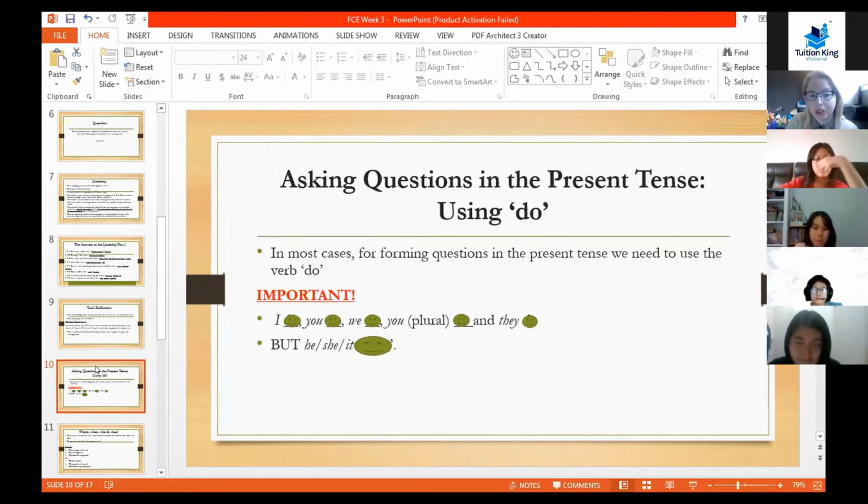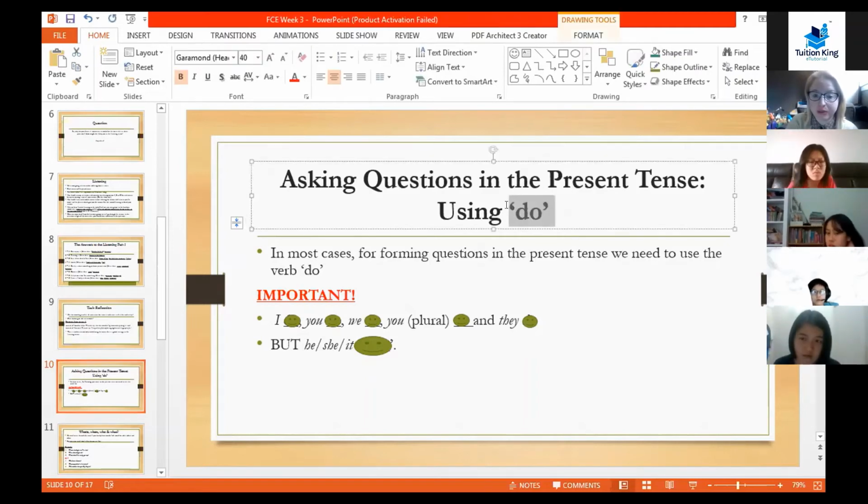But in order to do the exercise, I thought we should spend some time looking at how to ask questions in the present tense. And for this, we usually use do. Do is a very important auxiliary verb.